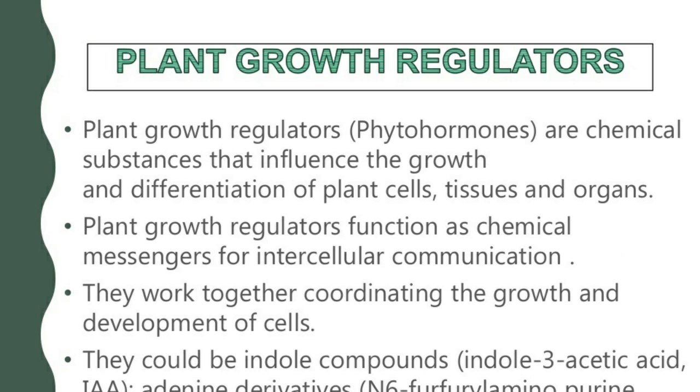Now see the plant growth regulators or the phytohormones. Plant growth regulators, that is phytohormones, are chemical substances that influence the growth and differentiation of plant cells, tissues and organs. Plant growth regulators function as chemical messengers for intercellular communication. They work together coordinating the growth and development of cells. They could be indole compounds, indole 3 acetic acid, adenine derivatives.